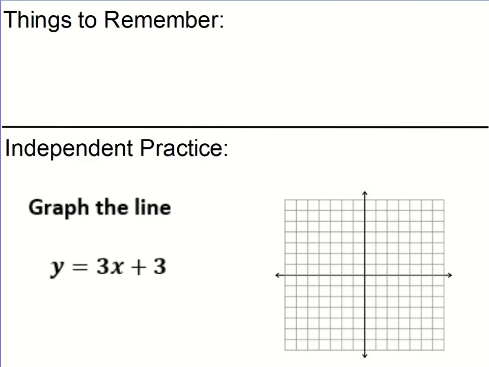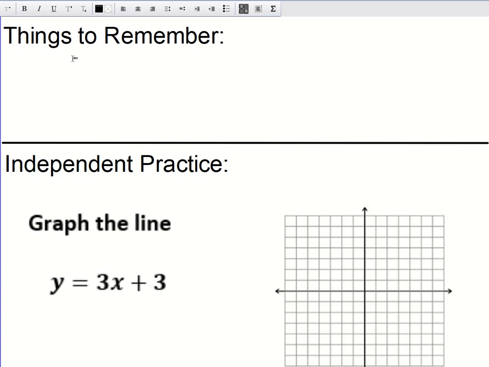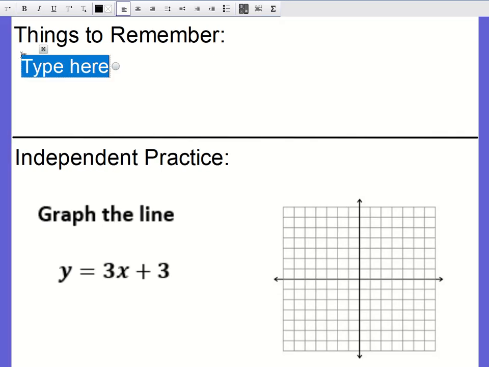All right, so things to remember. I'll type them out so that you don't have to try to read my handwriting. So m equals rise over run. Underline that. You can fast forward because I'm typing too slow.